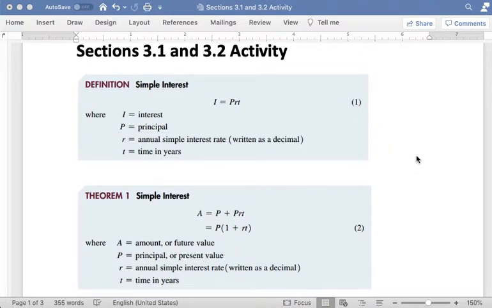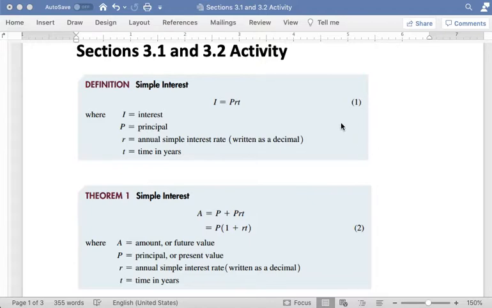Simple interest is different from compound interest in that with simple interest, we only calculate the interest once, and then we add all the interest in at the same time. With compound interest, we are adding interest in at regular intervals where interest is becoming principal as it is added into the account. But simple interest is only added once.